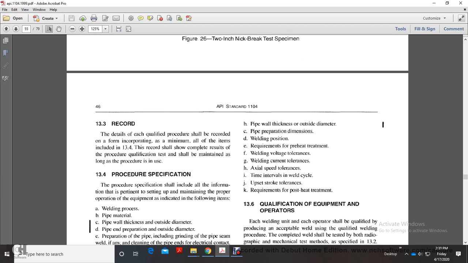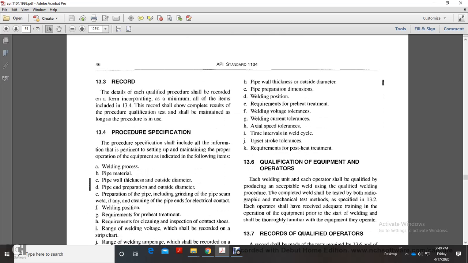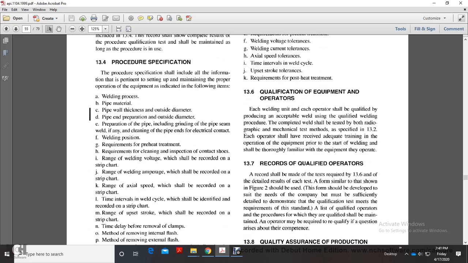13.3 Record. The details of each qualified procedure shall be recorded on a form incorporating a minimum of all items including 13.4. The record showing complete results of the procedure qualification test shall be maintained as long as the procedure is in use. Procedure specifications.